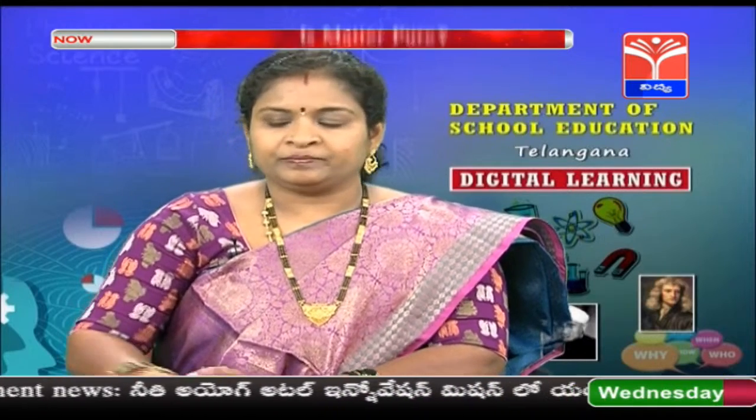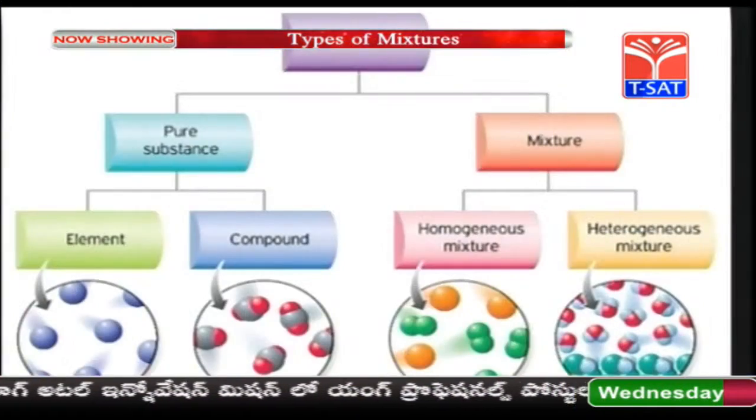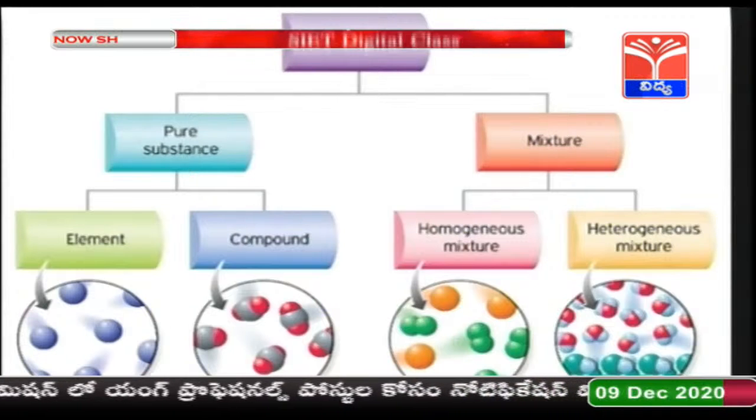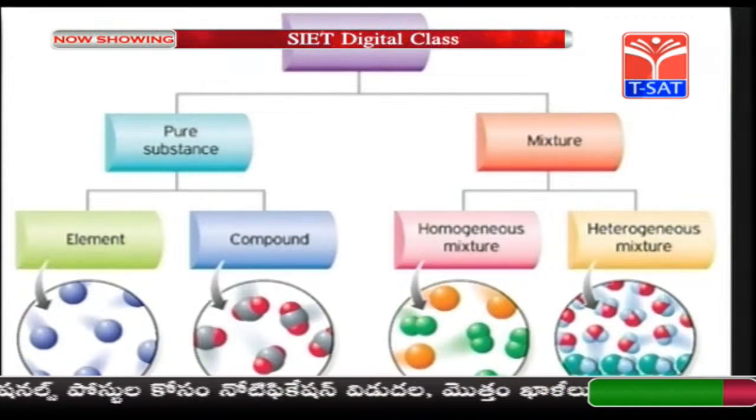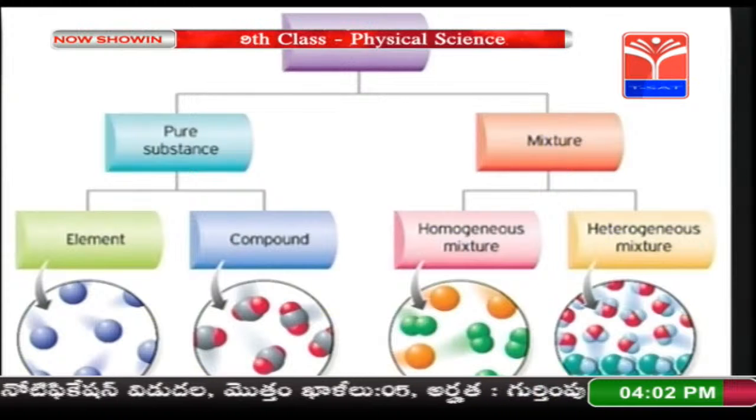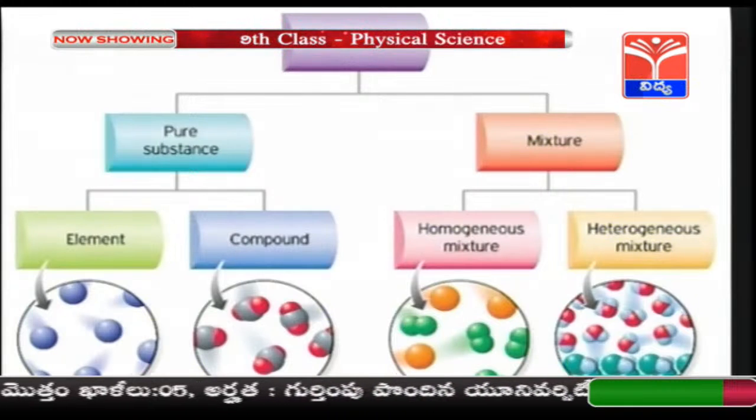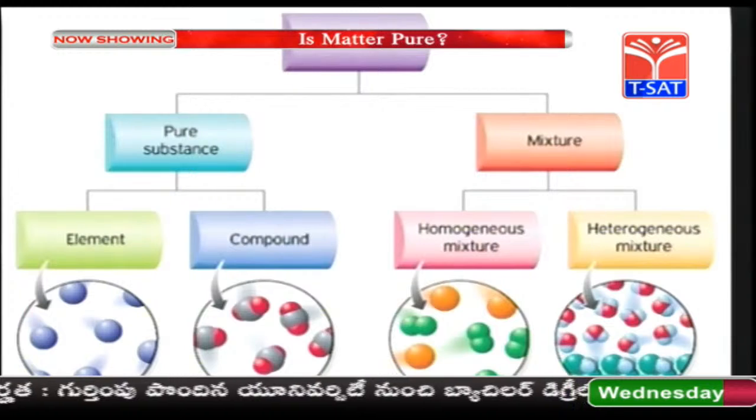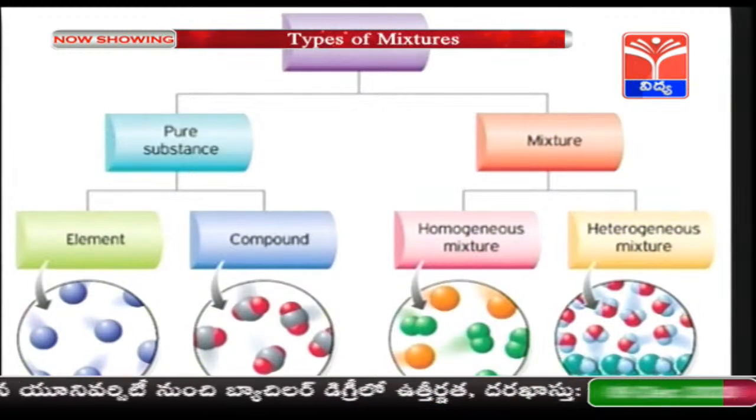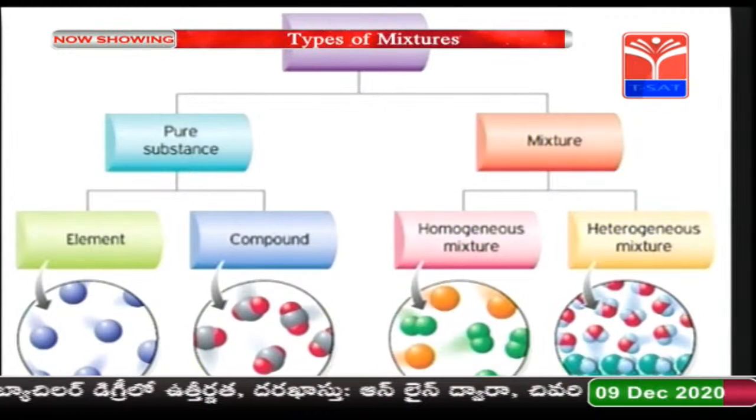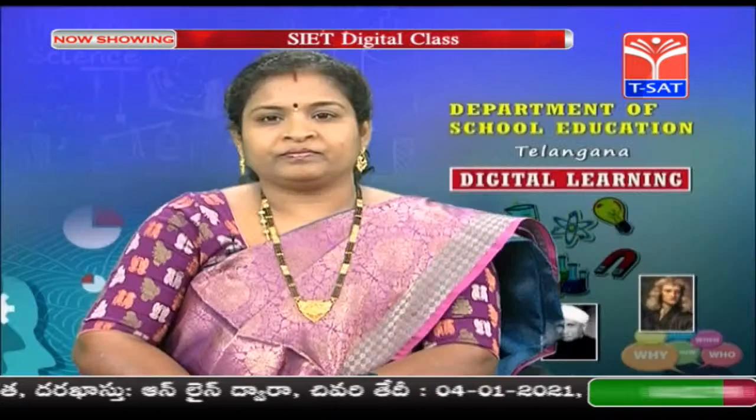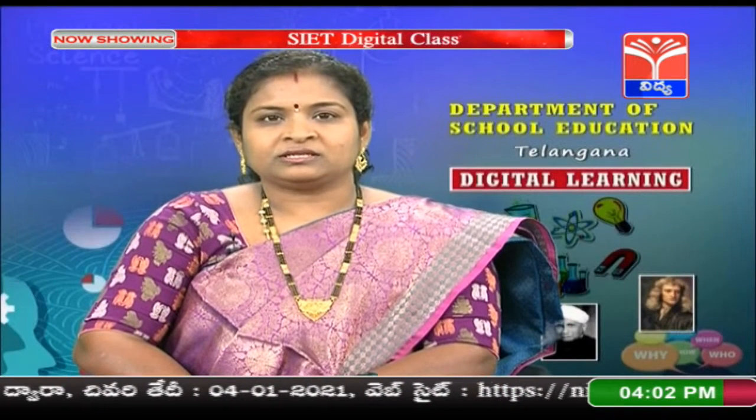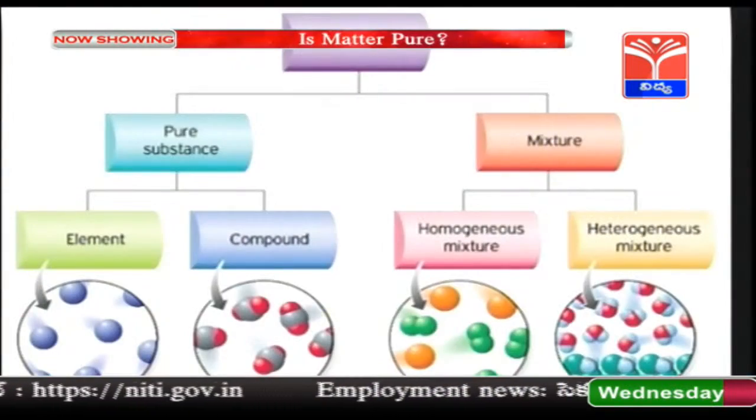What is matter? Matter is a substance which has mass and occupies space. Matter is of two types, pure substances and mixture. Pure substances can be elemental form or in the form of compounds. Then what about mixtures? They are of two types, homogeneous mixture and heterogeneous mixture.